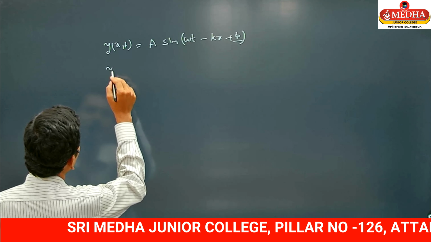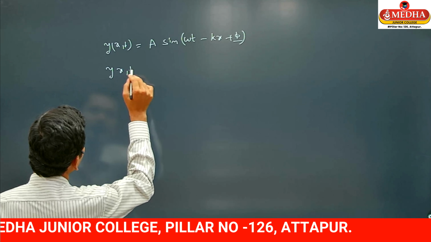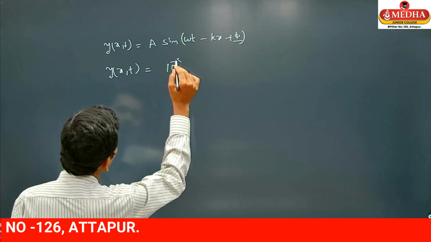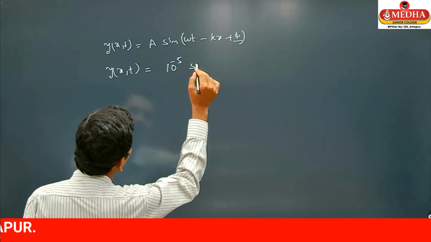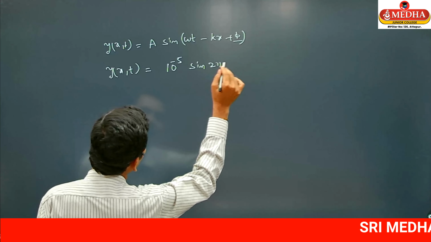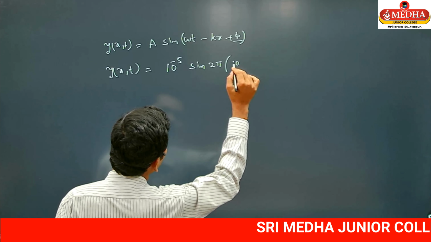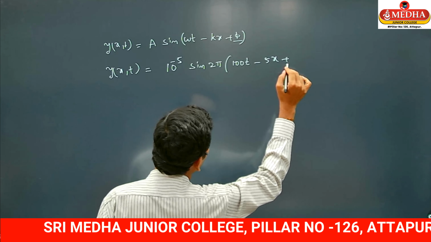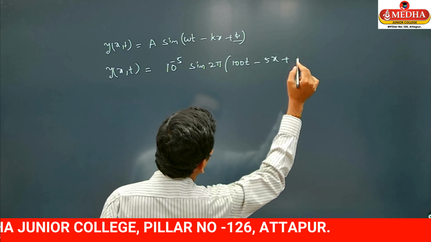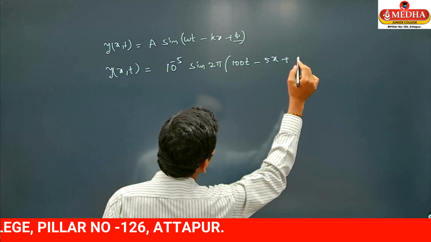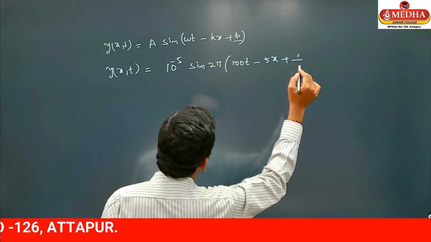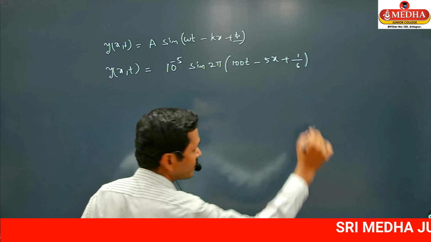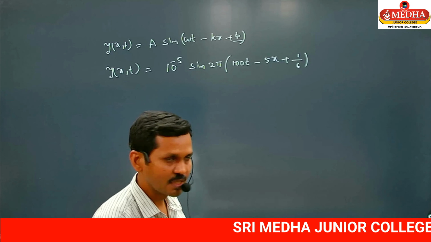The displacement of a particle along the y direction, y of x comma t, is equal to 10 power minus 5 sine 2 pi into (100 t minus 5x plus 1 by 6). This is the given equation here.